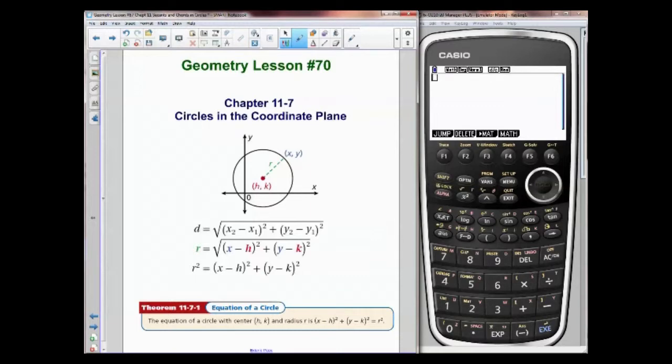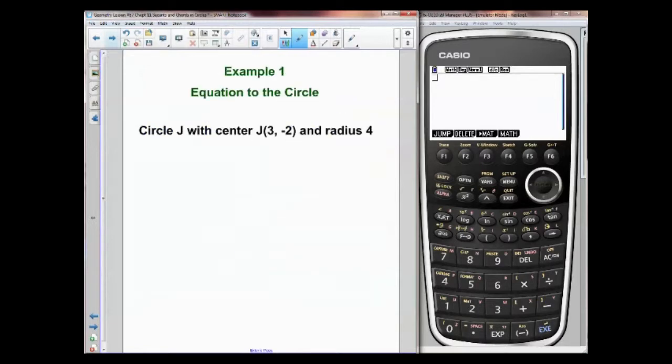And we use h and k to represent the xy coordinates of the center of the circle because these are constants. This does not move. These are my variables. These change. So let's go ahead and look at how we're going to apply this in our practice.